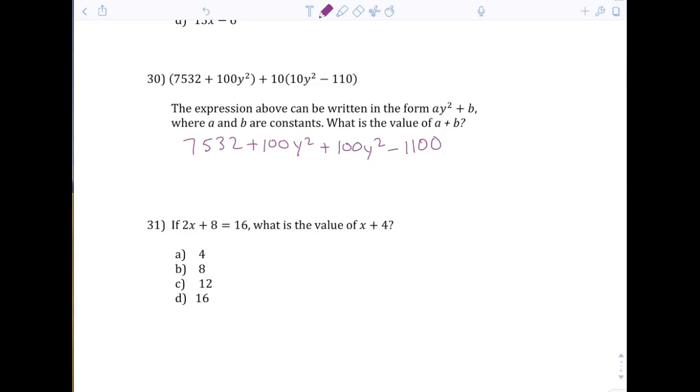Come on. Okay. You do plus. Are you having trouble with 100 plus 100? No. What is that? 200. Thank you. 200y squared. Now, you got to be careful, please. This minus this. What is that? 6. Good job. 6,400.